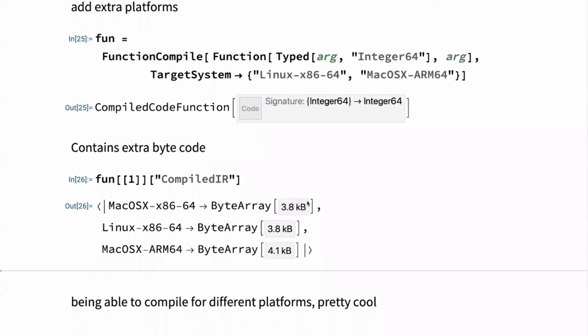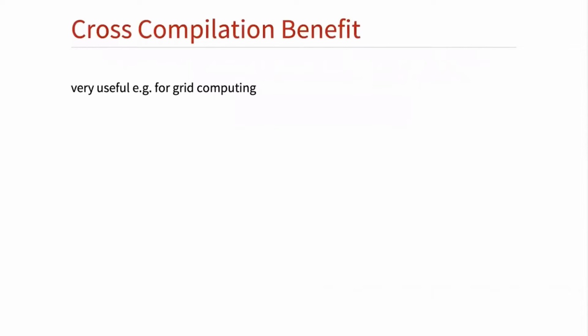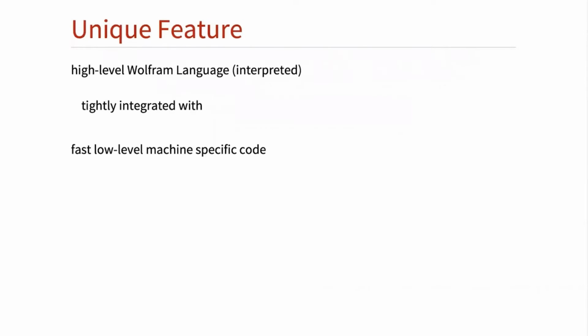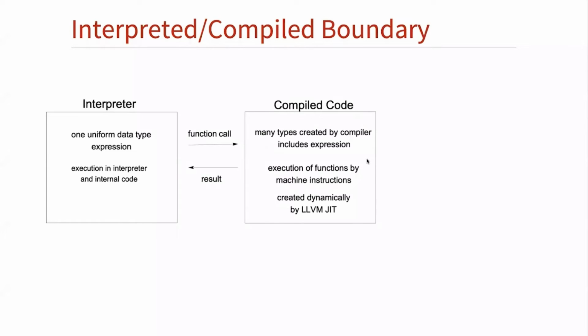And this is called cross-compilation. It's a very streamlined way to compile things for different platforms, and this is very useful for our grid computing technology. If you have people build these heterogeneous networks, this is pretty useful for that. So again, high-level Wolfram Language integrated with low-level machine technology. And let's have a little look at how this fits together. I think this is a really unique, interesting feature.